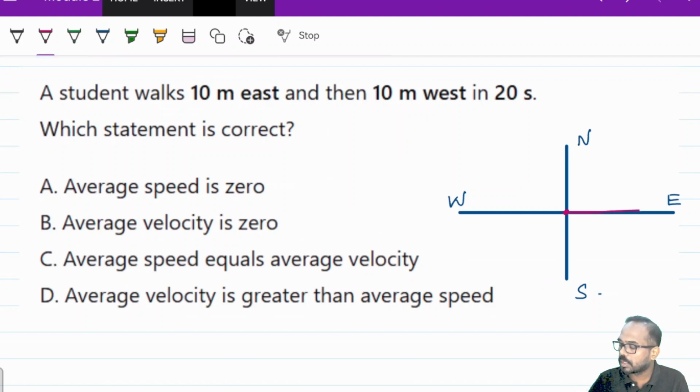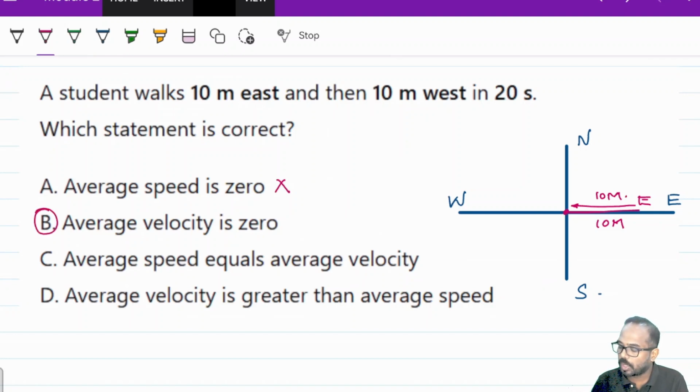So 10 meter east it has traveled in this direction. Then 10 meter west. So what is the initial and final position? Initial and final position is the same, right? So displacement is 0. Then check the options. Average speed is 0. This can't be 0 because average speed is always positive, right? Average velocity is 0, since the displacement is 0. This is your correct option.